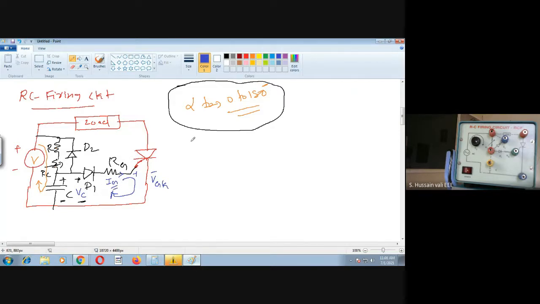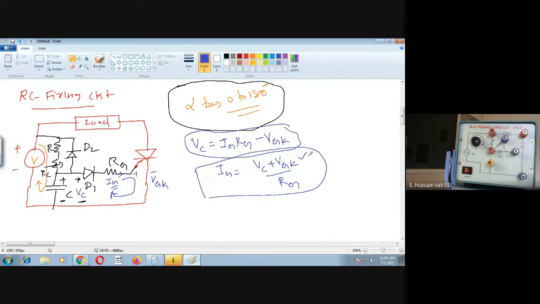So what is the KVL if you apply here? VC is equal to IG RG minus VGK. So using this, we have IG is equal to (VC plus VGK) by RG. Now you see here, VGK is the threshold voltage, that is decided by the thyristor design itself, whereas VC is the voltage across the capacitor. Now, how do you find out the voltage across this capacitor once again? This capacitor voltage is VC, whereas this voltage is V.